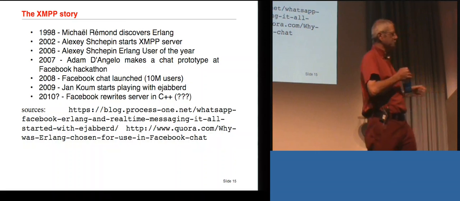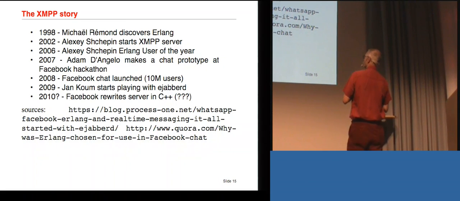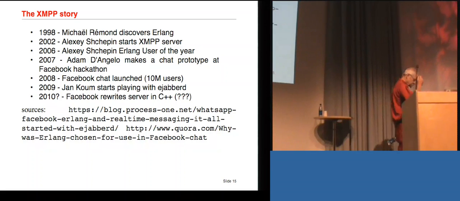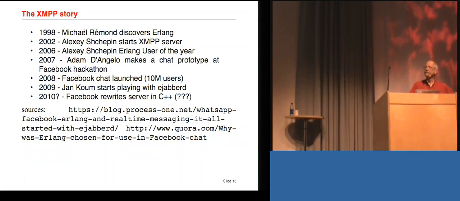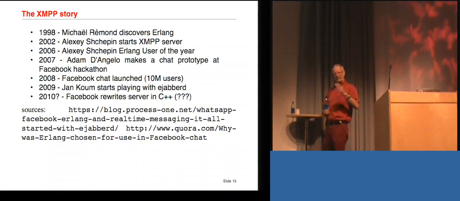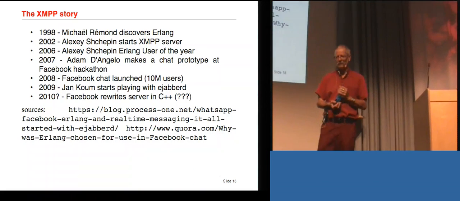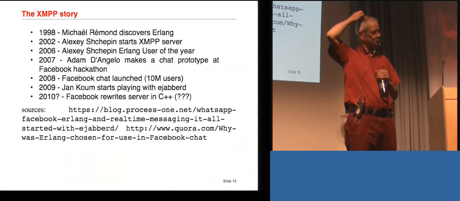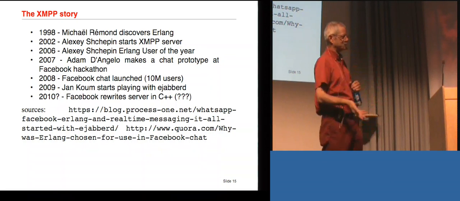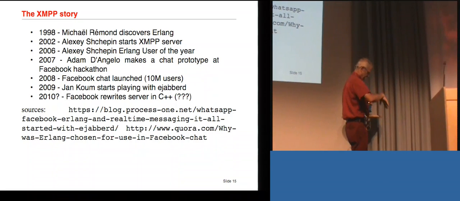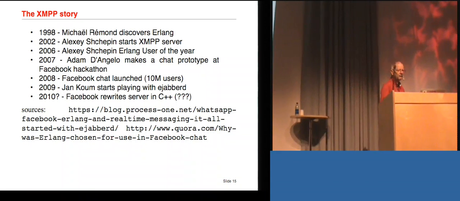And then in 2009, Jan Koum started playing with ejabberd, because he started WhatsApp. And so he's looking around and said, well, what's the hottest stuff at the moment? What are the new kids on the block using? Well, the new kids on the block then were using this ejabberd server. And so at that point in time, he decided to start the development for WhatsApp in Erlang, based on the ejabberd server.